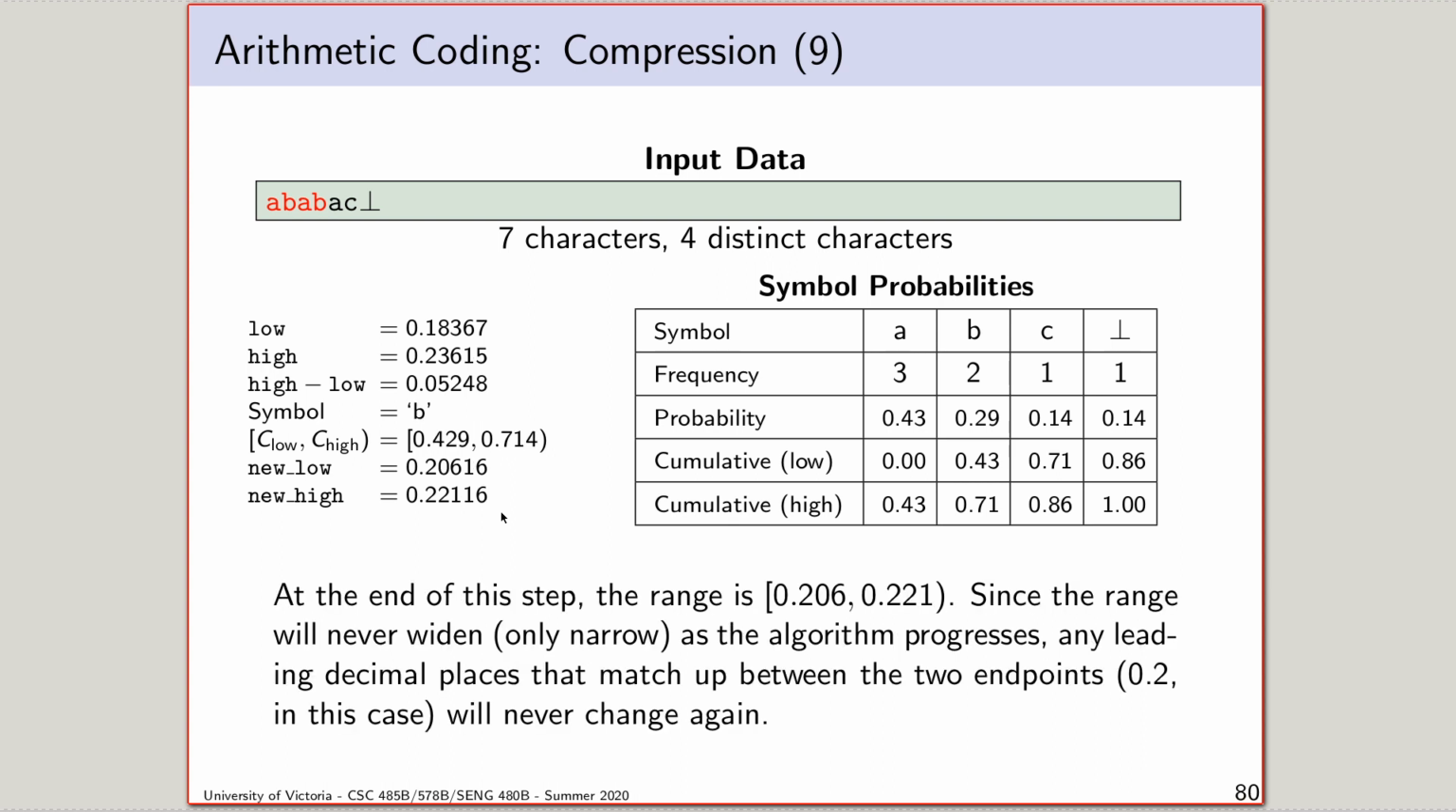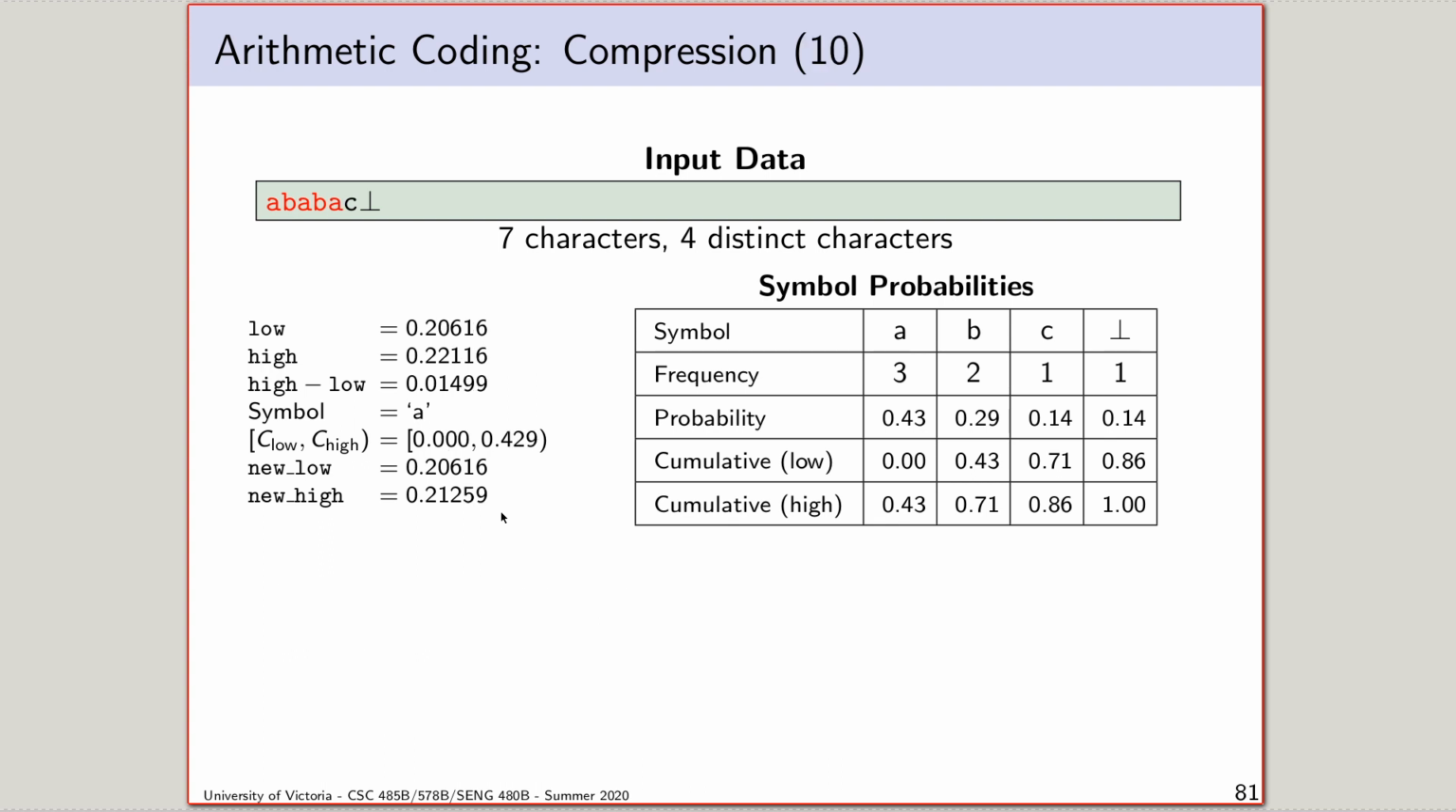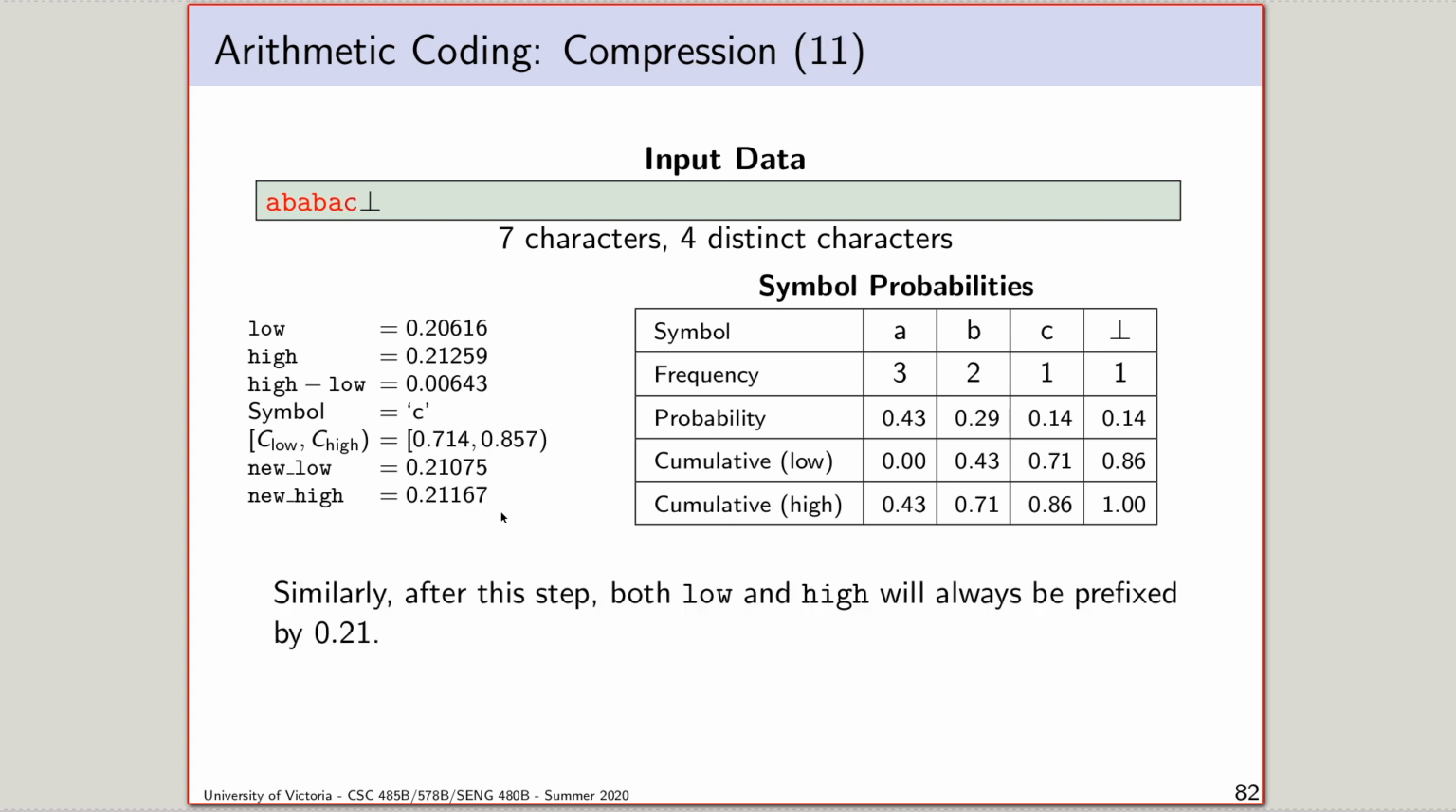And I just keep doing this. I just keep narrowing my range. And we'll notice that as I narrow my range, one thing to hold on to for the next lecture is, as I narrow my range, we get to this step here, the range is now 0.210 something up to 0.211 something. And the range only ever narrows. It's never going to move. And it turns out that once there are shared digits at the beginning of both low and high, they're always going to be there. So low and high will always be prefixed by 0.21 from now on.